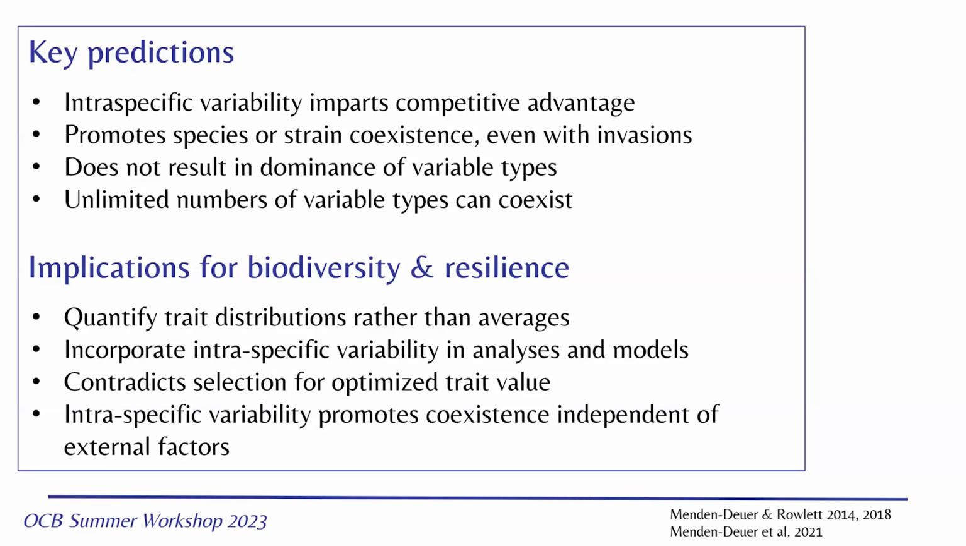They're not necessarily dominant in the environment, and it implies an unlimited number of variable types or species or strains can coexist. And that obviously has implications for biodiversity and resilience. For example, it encourages us to quantify trait distributions rather than averages, and to incorporate intraspecific variability in analyses and models. And it very importantly contradicts the idea that there's a selection for an optimized trait value. And this approach is interesting because it promotes coexistence based on an internal factor that selection can act on, rather than external factors such as environmental heterogeneity. Next slide.